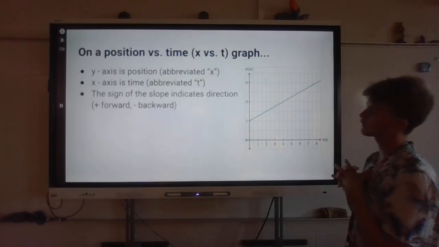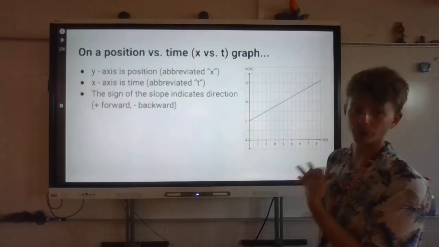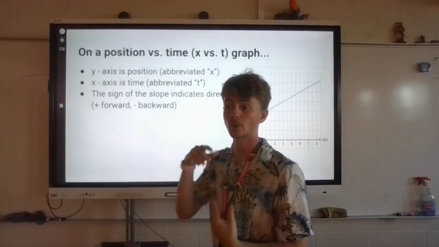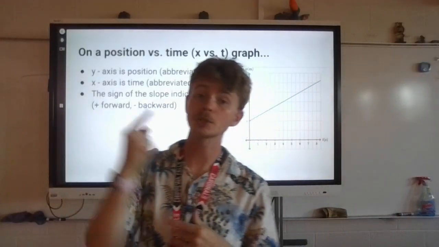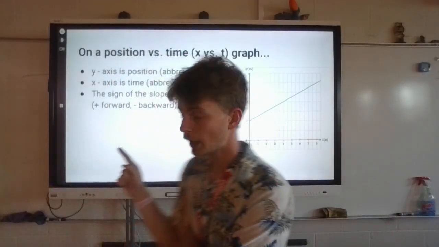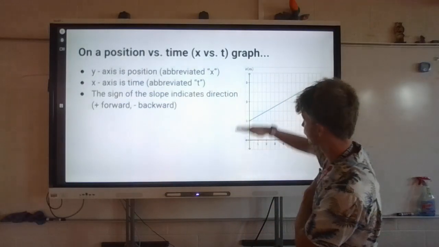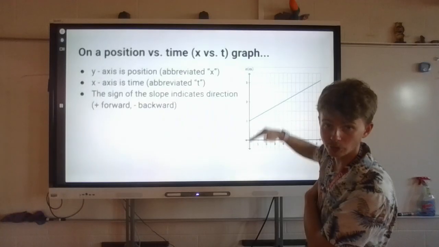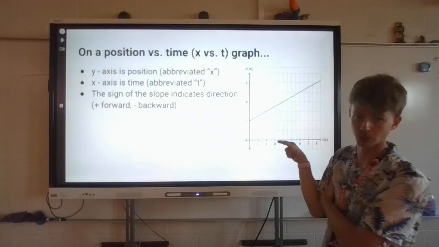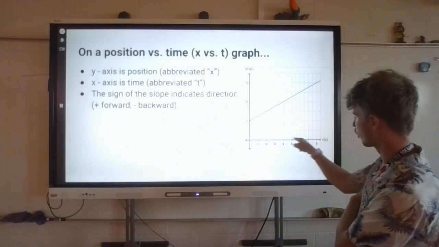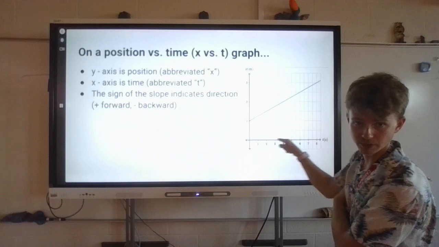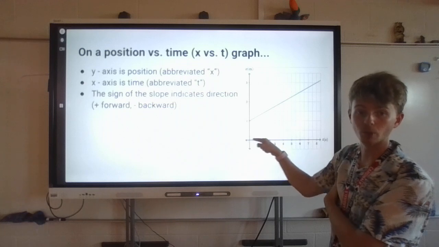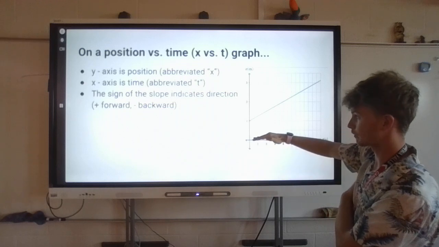Now, the sign of the slope indicates the direction, whether you're going forwards or backwards, whether you're going away from the starting line or toward the starting line. I like to think that anytime we're measuring distance, 0 means starting line, and the higher you go, the further away you get from the starting line. So this whole bottom x-axis, when meters equals 0, is your starting line.